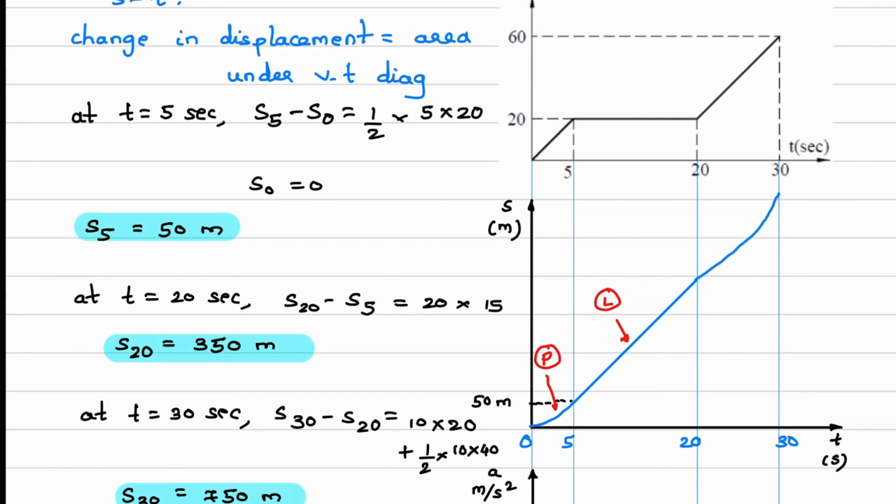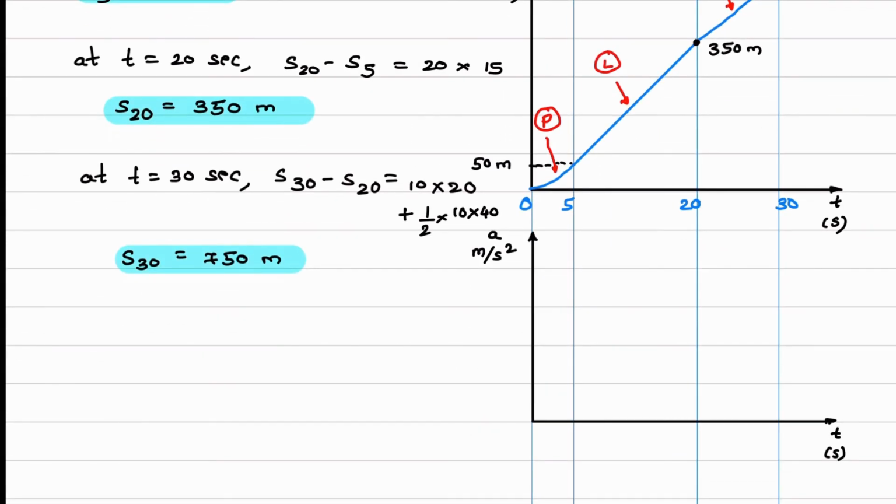Okay, so this point, what is the value of S? We have calculated it. For this point, S value is 350 meter, and for this point value is 750 meter. Since VT diagram is linear, this part will be parabolic. So this part is parabolic. So we have completed with ST diagram. Now next is AT diagram, which we will continue in the next lecture.